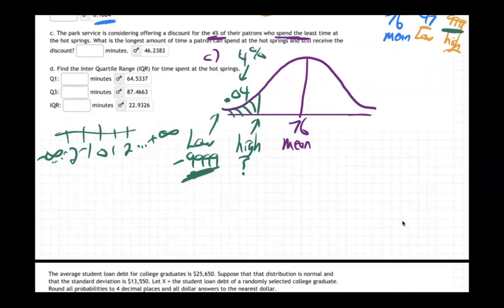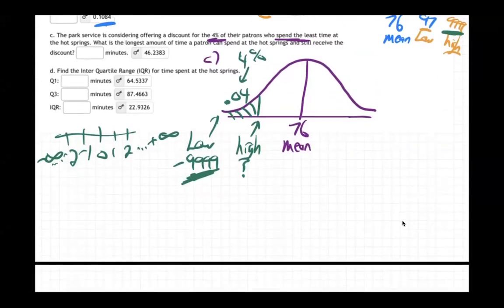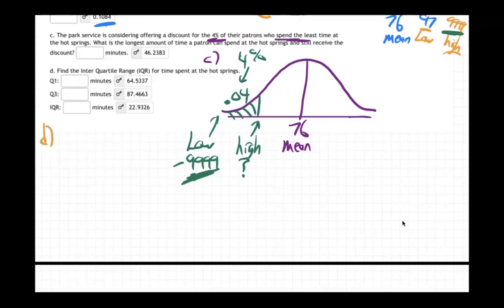Well, what does Q1 mean? Let's think about that for a second. Let me come on down, or I think I can do it right here. Just squeeze her in. So, in fact, let me get rid of this number line stuff. And then come on over here. So part D, draw another bell curve.